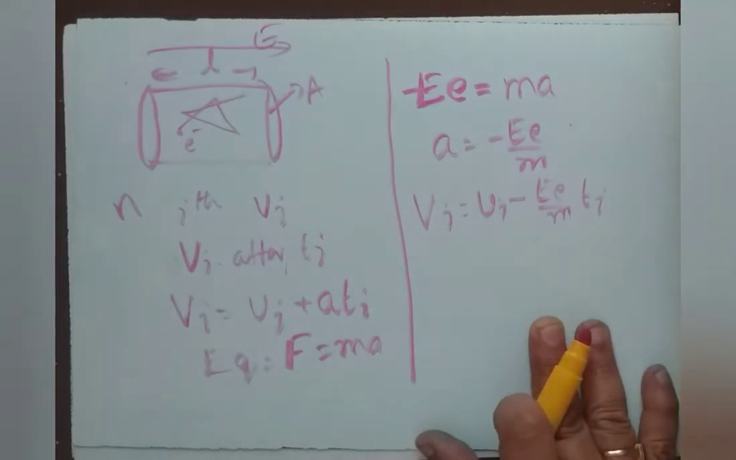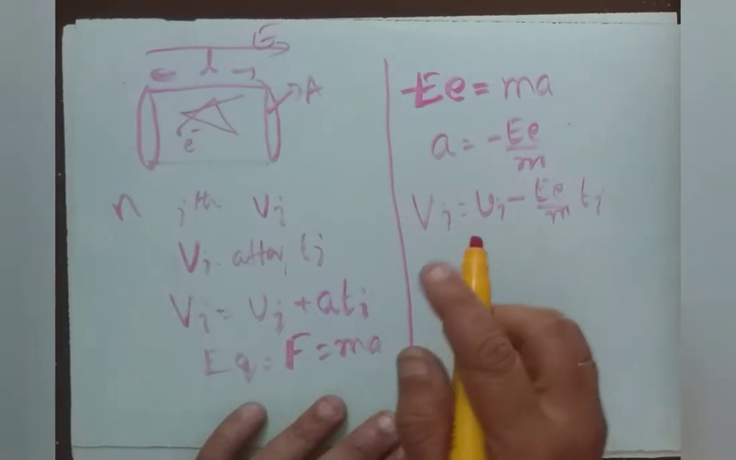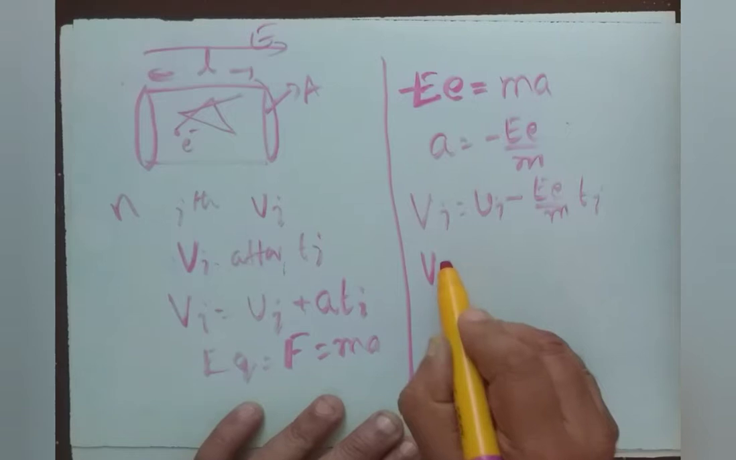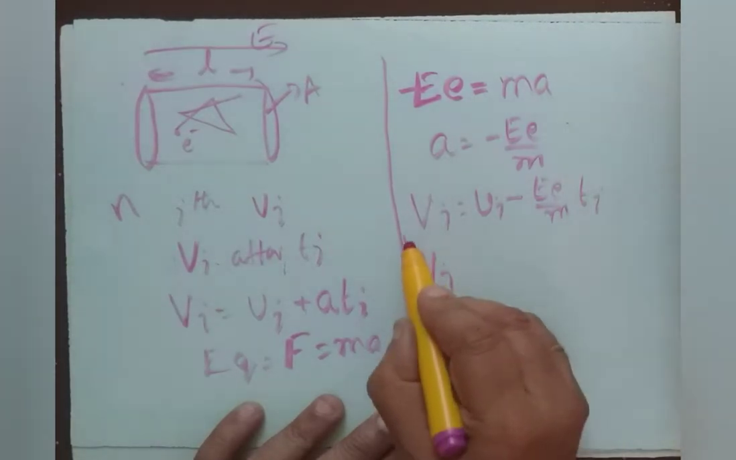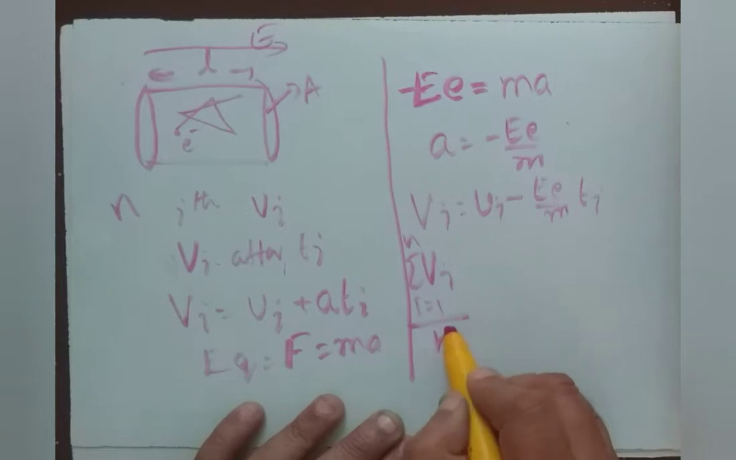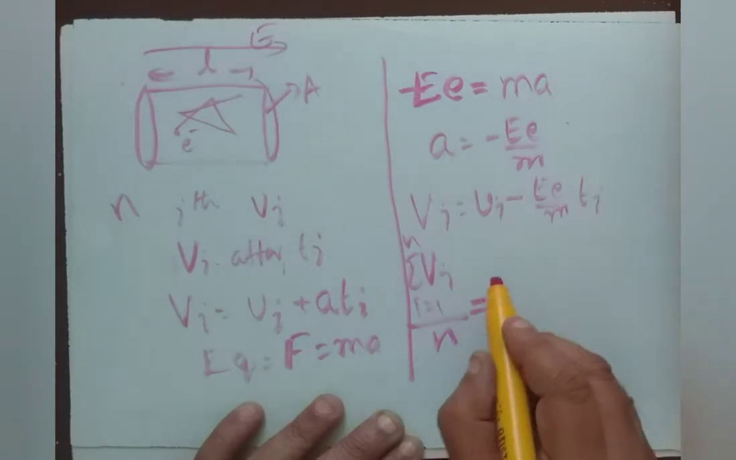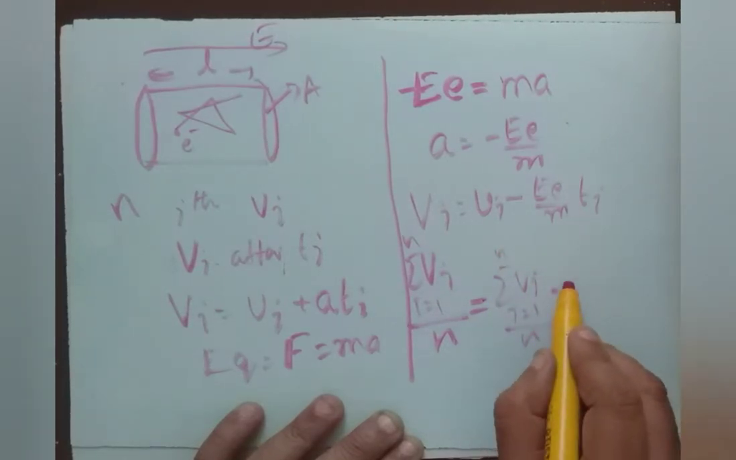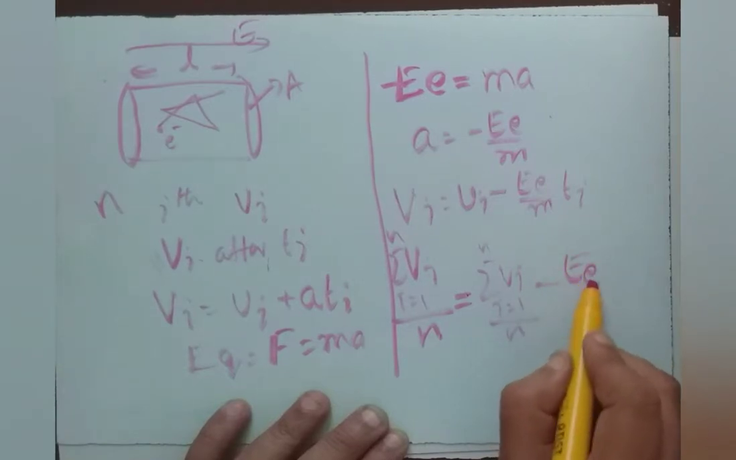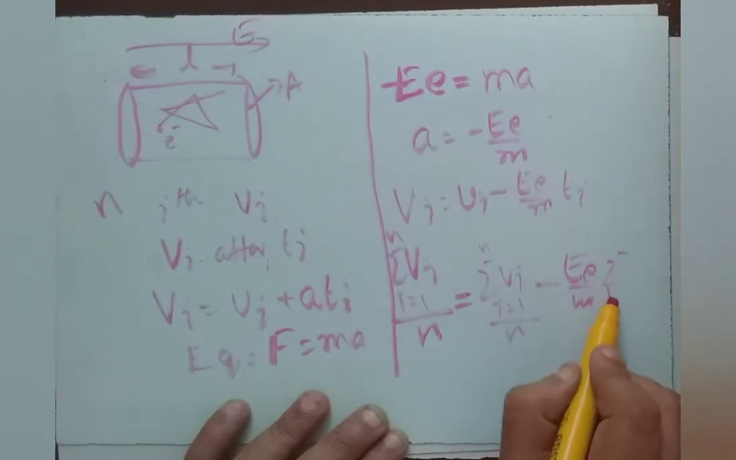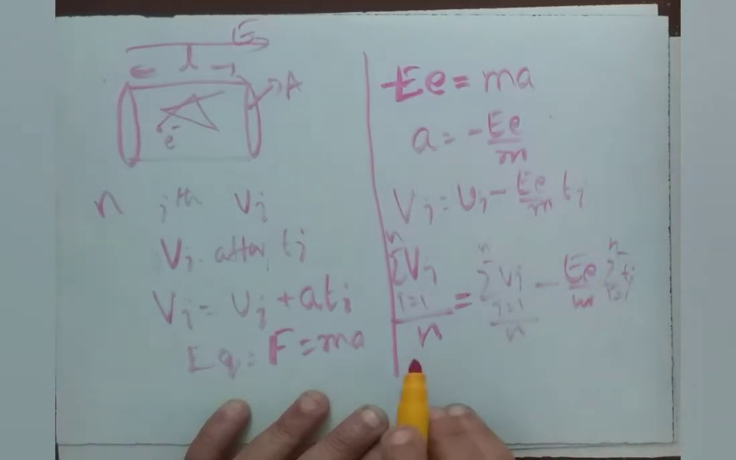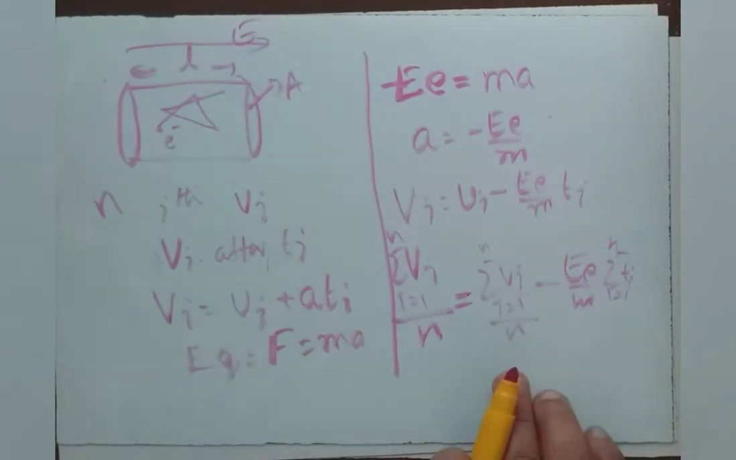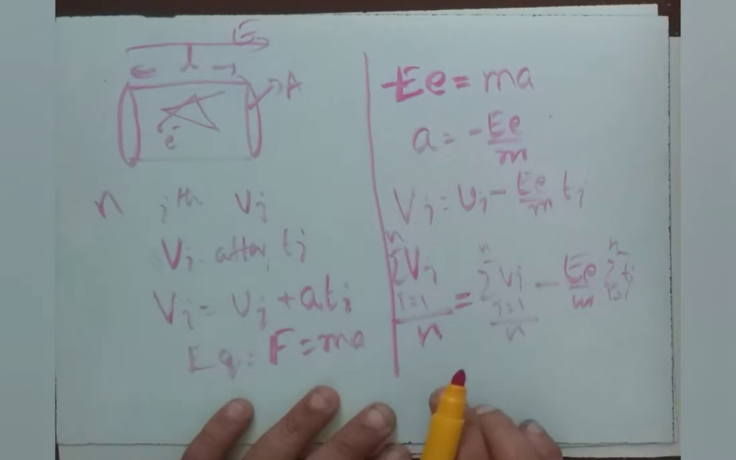If we want to get it for millions of electrons, we take the average of this. That means we take the sum of Vi from i equals 1 to n and divide it by n, the total number of particles, which equals the sum of Vi over n minus e E by m times the sum of Ti from i equals 1 to n over n. But observe, as the initial velocity is random, its average is always 0.